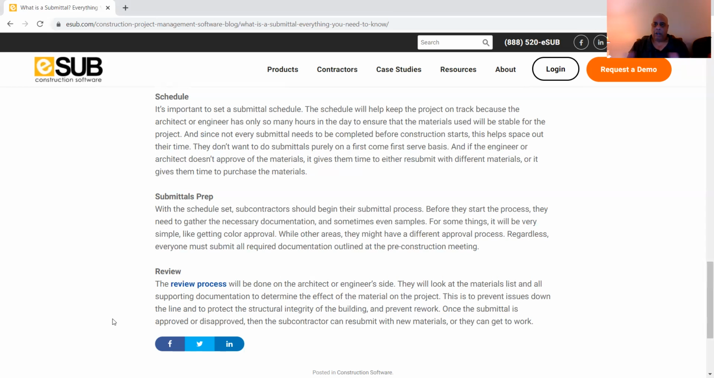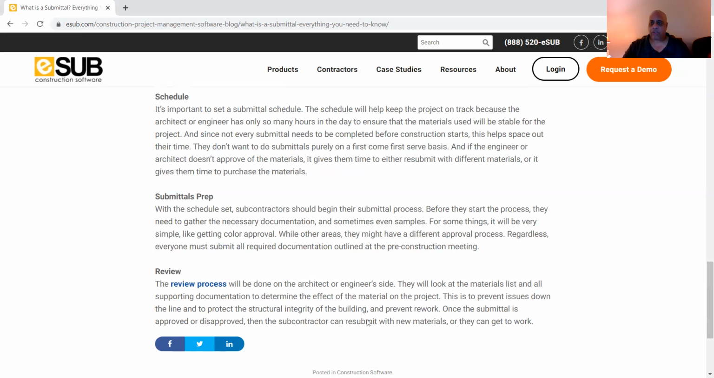Now, again, there's different types of submittals depending on where you work. Like if you work for the Army Corps of Engineers, they require a safety submittal. They also require an environmental submittal. They require a QC submittal.